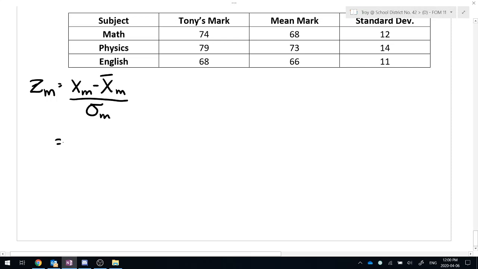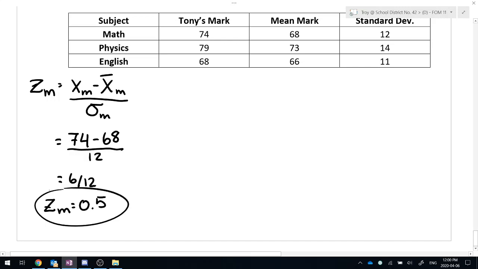His mark for math was 74. The class average there was 68, so that's good. He beat the class average, so he's going to get a positive z-score. And the standard deviation was 12. So what's that going to be? It's going to be 6 divided by 12, which of course gives us a z-score for the math class of 0.5.